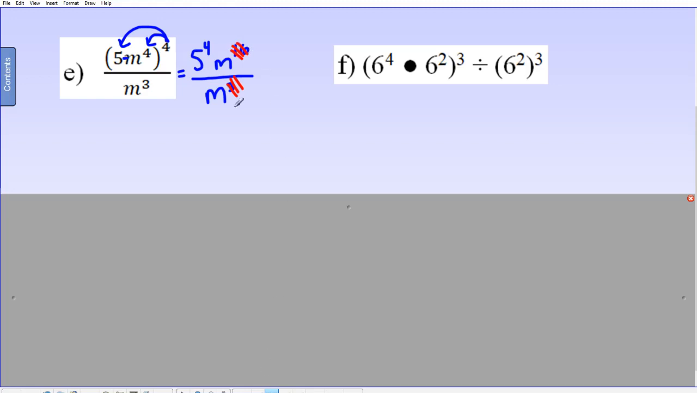And what's left over? Well, down the bottom I have nothing. Those are gone. Up top, I would still have 13 m's left over. 16, take away 3, is 13. So my final answer here is 5 to the 4th power, m to the 13th power. I distributed my exponents. I canceled my quotient, my division of 2 powers. I subtracted them.